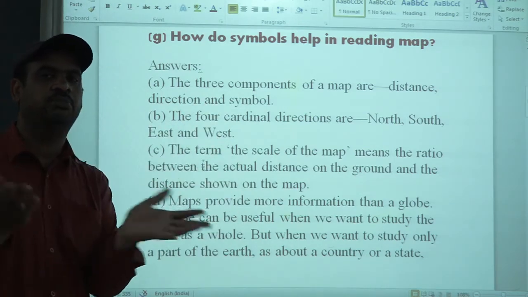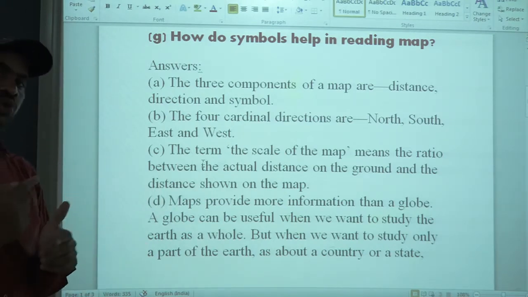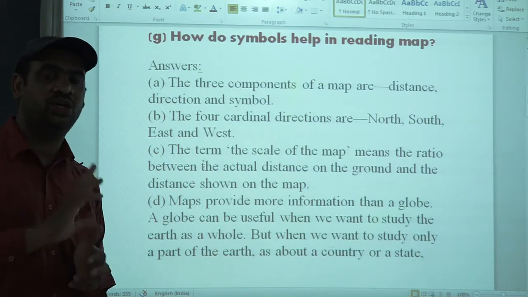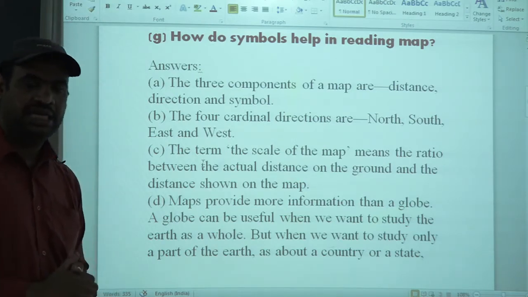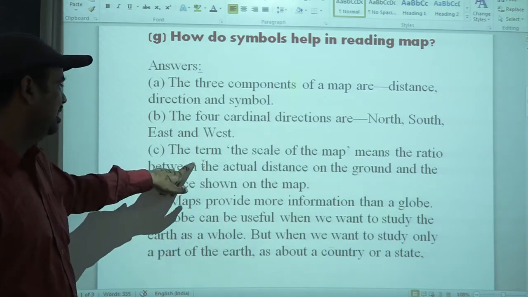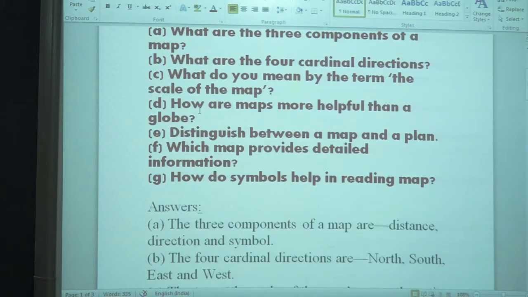For example, Pune to Mumbai, the actual distance may be 100 km. But if you want to show the same on a map, we cannot use the same distance. So we have to convert it into a ratio. And that ratio is known as the scale of the map. I have discussed that with you during my discussion in the video.